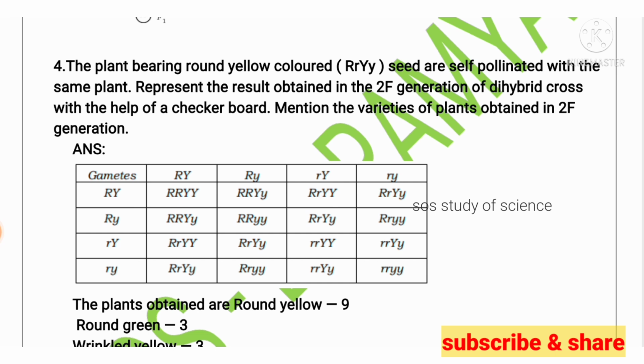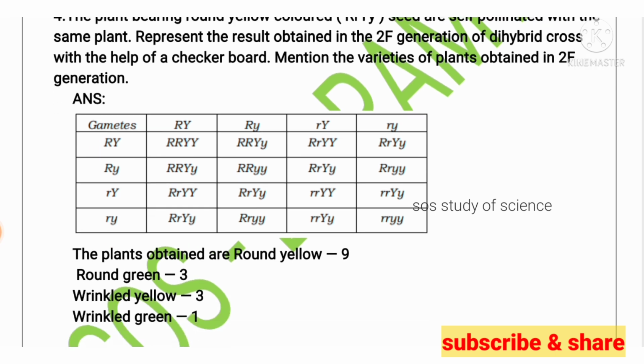So when we write it in the table and when we self-pollinate between these parents, finally we will get 9 round yellow, 3 round green, 3 wrinkled yellow and 1 wrinkled green. Very important, dear students. This is the phenotypic ratio of F2 generation.